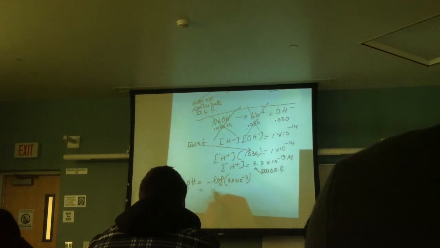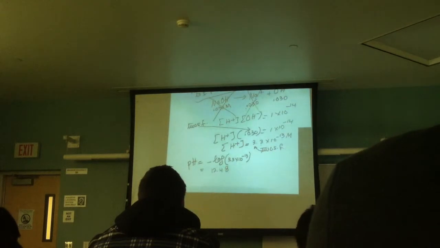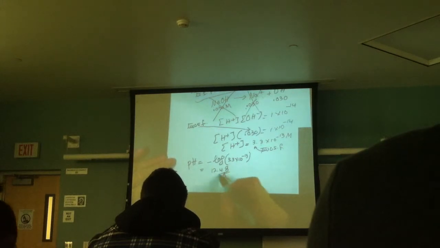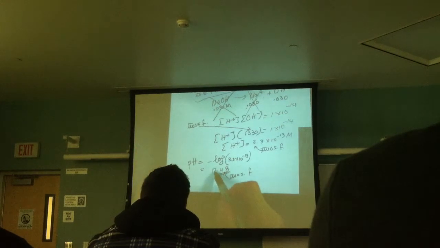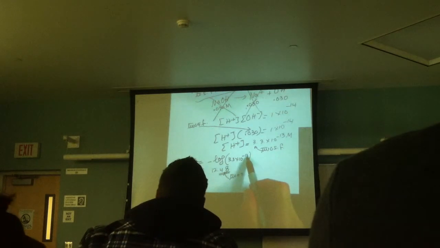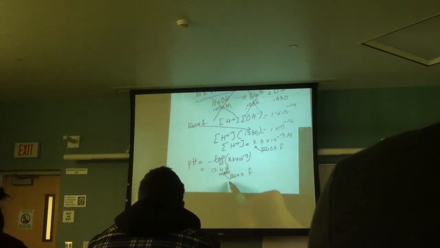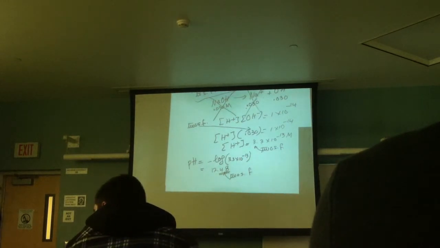I got 12.48. How many sig fig is that? 2 sig fig. Teacher, I see four digits. Why don't you count that 12? That 12 is the remainder of what? The 13, the exponent. So convince yourself we have 2 sig fig.